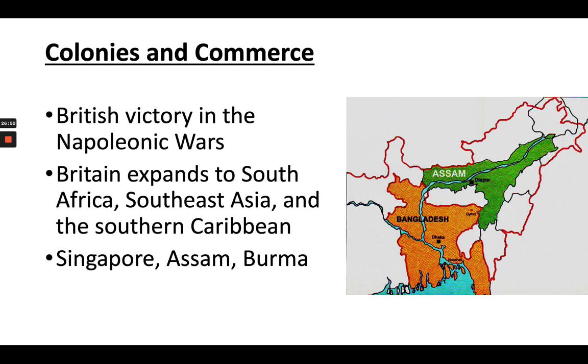Part of the results of colonialism is when the Europeans fight each other and they defeat each other. The defeat means they get not just territory in Europe, but territory around the world from the colonies that European country might have controlled. So the British victories in the Napoleonic Wars will allow Britain to expand its control in South Africa, Southeast Asia, and Southern Caribbean.